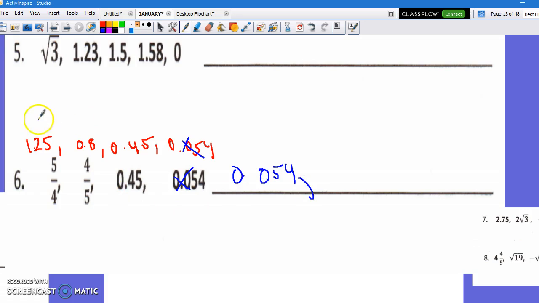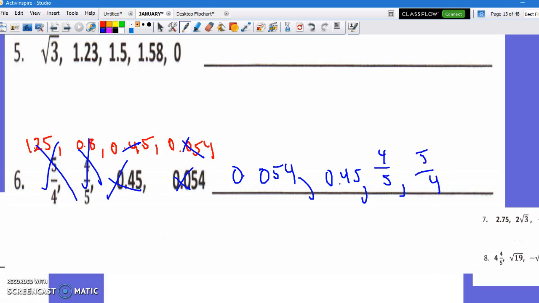0.054. Now, 1.2, 0.8, or 0.4. If you said 0.4, you're correct. 0.45 is the next smallest one. Now, 1.2 or 0.8. If you said 0.8, you're correct, but remember putting it in its original form. Leaving 1.25, putting it in its original form. Again, least to greatest.